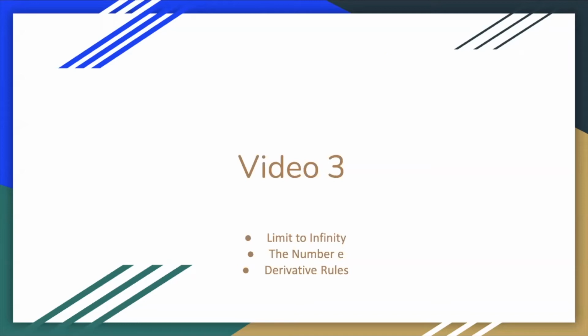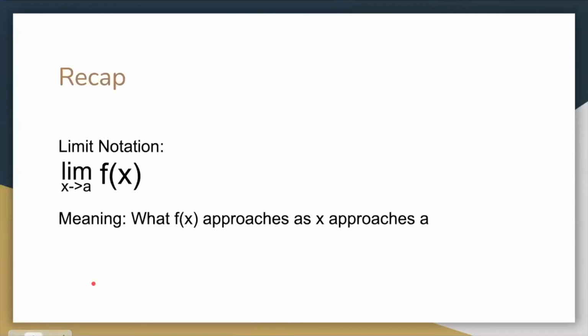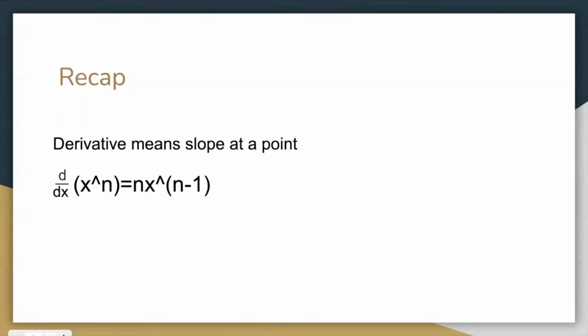So today we're going to learn more about limits and derivatives, and there aren't a lot of concepts to learn today. All right, so a recap of video 2. First you learned about the limit, and hopefully you remember what the limit means. This limit right over here means what f of x approaches as x approaches a. And then you also learned about the derivative, which means the slope at a point. And then you also learned about the derivative of x to the power of n, where n is a constant, and that's just equal to n times x to the power of n minus 1.